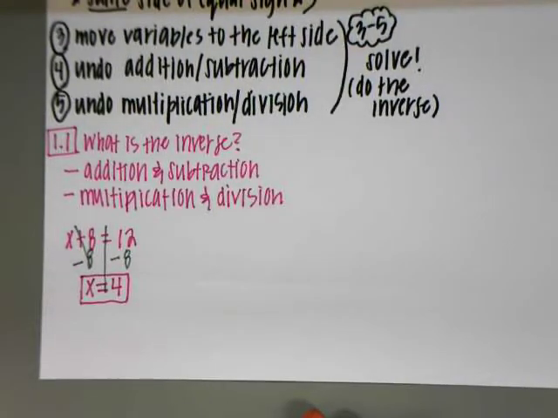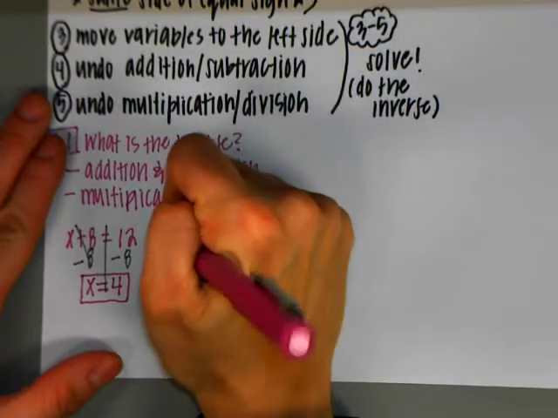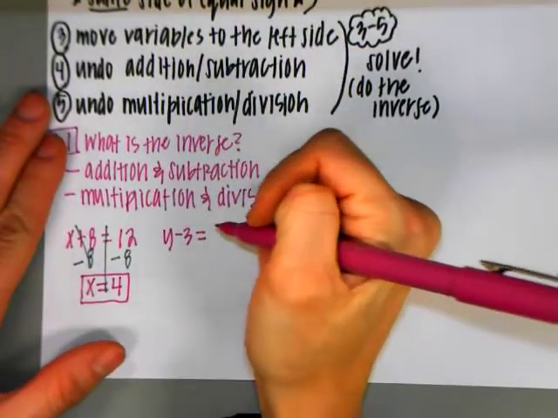So let's do one where there's subtraction. y minus 3 equals 14.